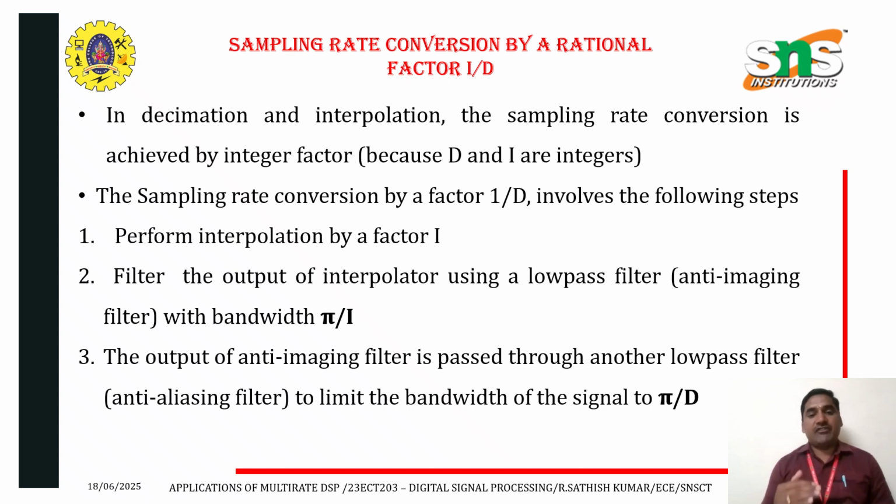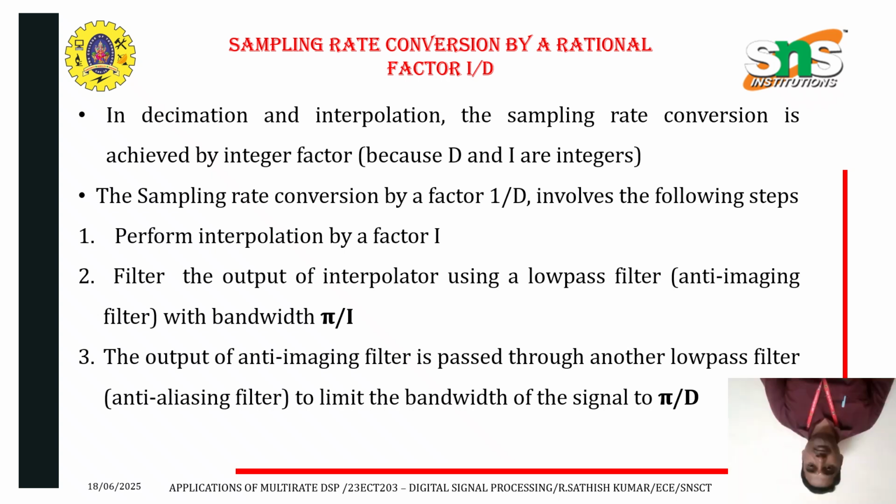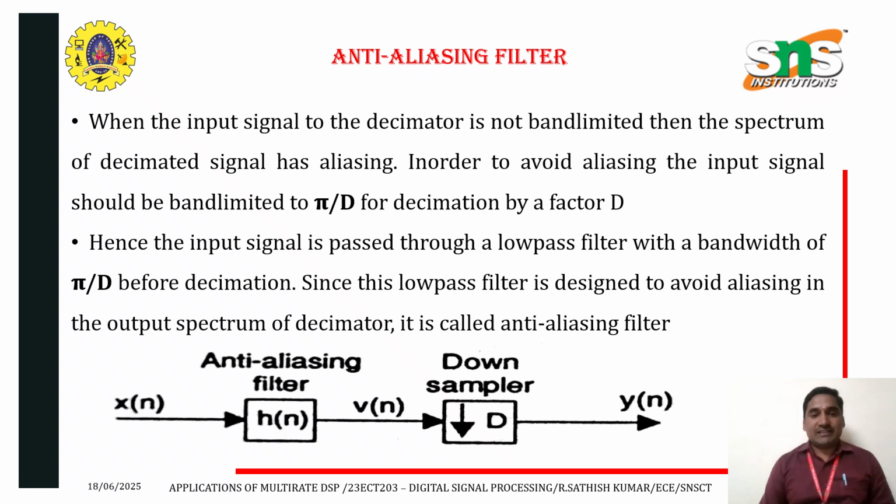Perform interpolation by a factor I. Filter the output of the interpolator using a low pass filter, the anti-imaging filter, with a bandwidth of pi by I. The output of the anti-imaging filter is passed through another low pass filter to limit the bandwidth of the signal to pi by D. Next one, anti-aliasing filter.